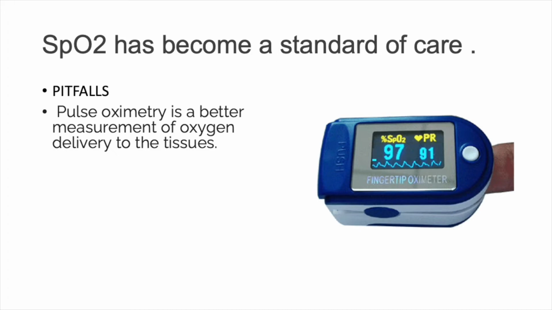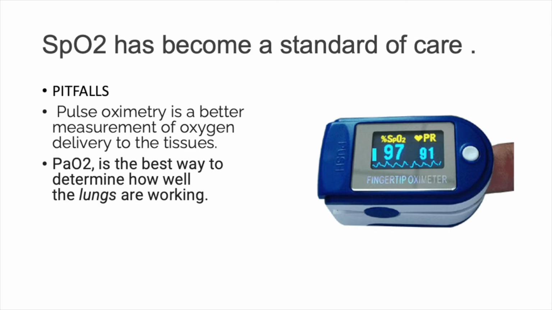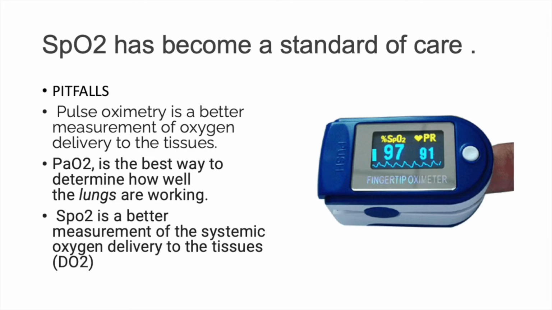And remember, pulse oximetry is a better measurement of oxygen delivery to the tissues. That is, the availability of oxygen at the periphery is better identified by pulse oximetry than by the PaO2. PaO2 is the oxygen tension in the arterial blood and is the best way to determine how well the lungs are working. So PaO2 will not clearly identify the oxygen delivered at the periphery. And SpO2 is a better measurement of the systemic oxygen delivery to the tissues. And it is a dynamic one also.